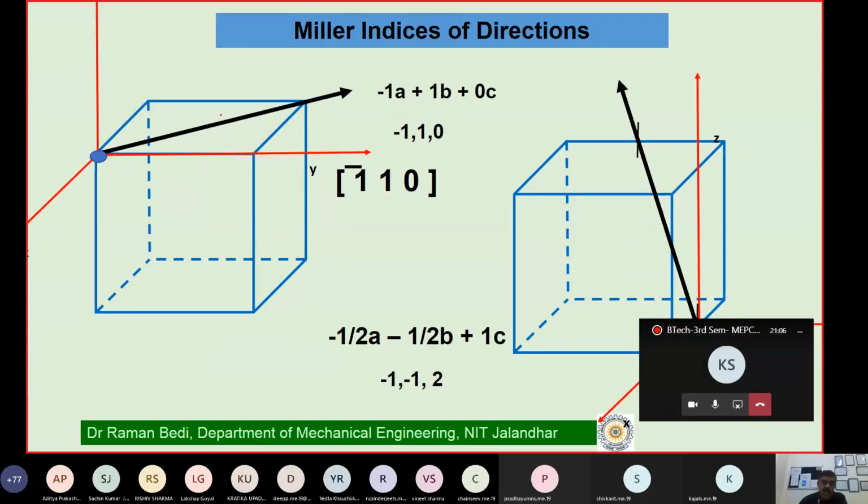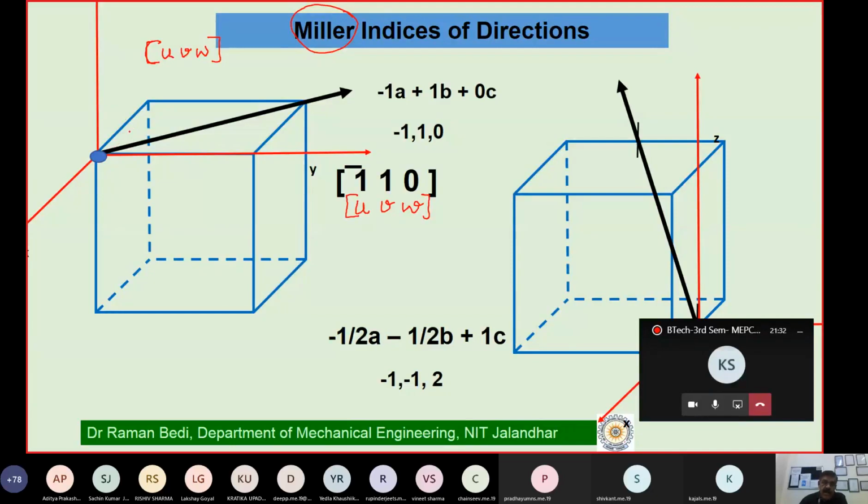So what we see here is how do you give indices to a direction? We call them Miller indices. You will be naming them as U, V and W. We put them under square brackets. So U, V, W is the standard naming convention. This will be U, this will be V, this will be W, and we put them under square brackets.